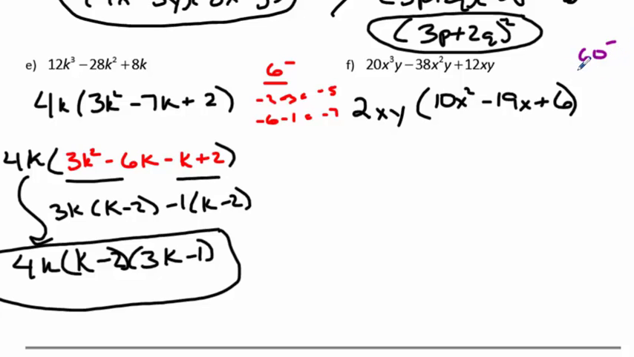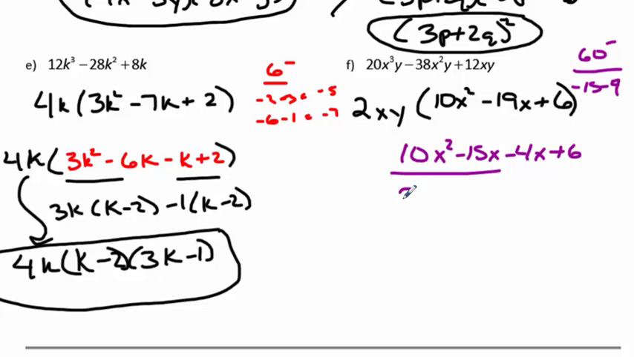So what goes into 60? We know that 6 and 10 would add to negative 16, so that won't work. We could try 20 times 3 is 60. That would add to negative 23. That's not going to work. But 15 times 4, 15 and 4 will add to the negative 19. So we're going to use negative 15 and negative 4. Let's get this grouping started. So 10x squared minus 15x minus 4x plus 6.